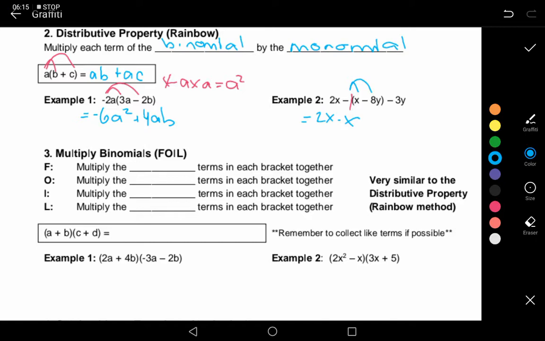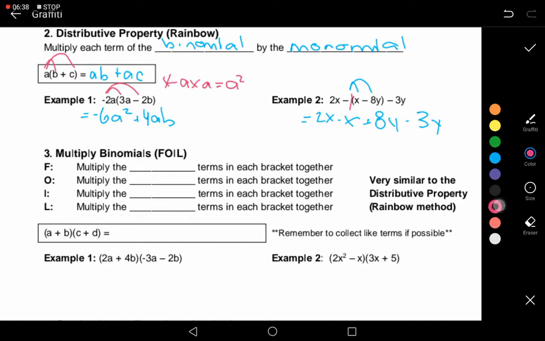Negative 1 times negative 8y is going to give us positive 8y. And then we have our minus 3y. Notice how I didn't distribute that negative 1 all the way to this term negative 3y, which is outside of the brackets. It only goes to what's inside the bracket beside it. So that negative 3y is not affected.